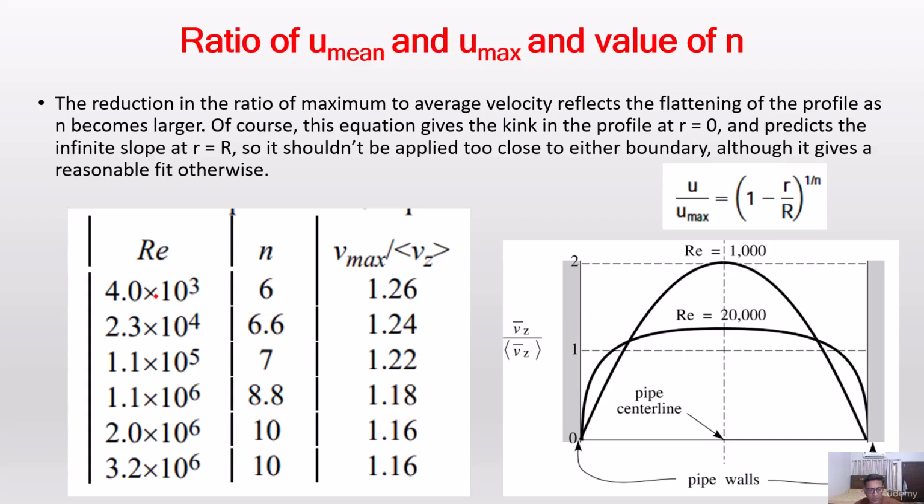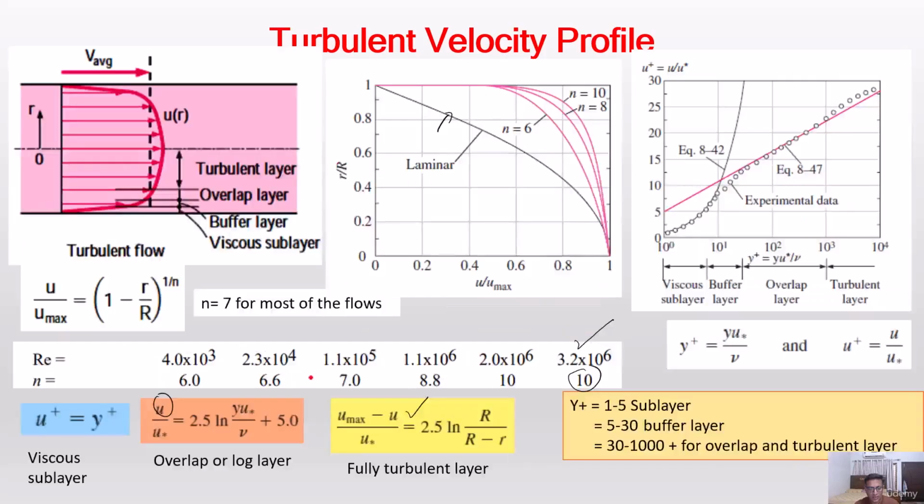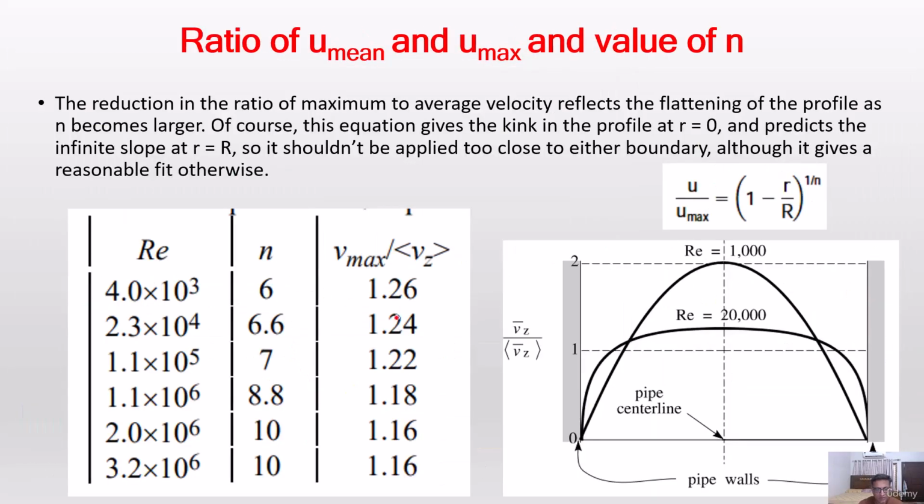I plotted the same values, but we also have V maximum divided by V average. Here we can find the ratio of V maximum to V average. I'm talking about this: here we have U mean equal to 0.5 of U maximum, or U maximum will be equal to twice the U mean. Dividing 1 by 0.5 gives 2. But here the values are varying. It varies, on the lower side, from 1.26.